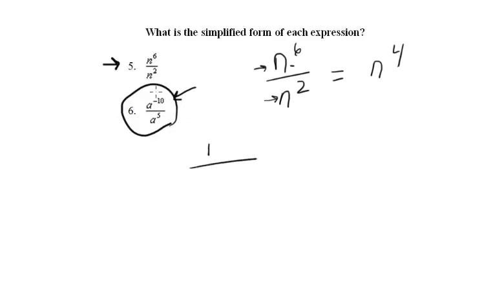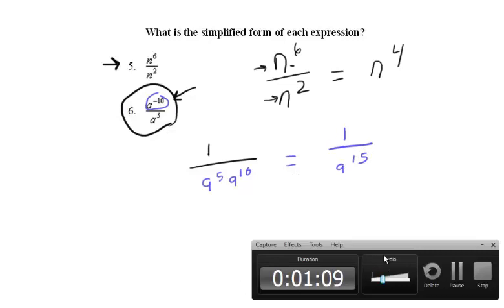Because this whole thing right here has to go to the bottom, that becomes a to the 5th, a to the 10th. So now once again we're simply going to add those together and get 1 over a to the 15th. So that's number 5 and 6.